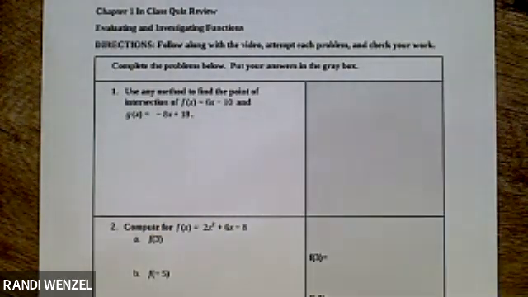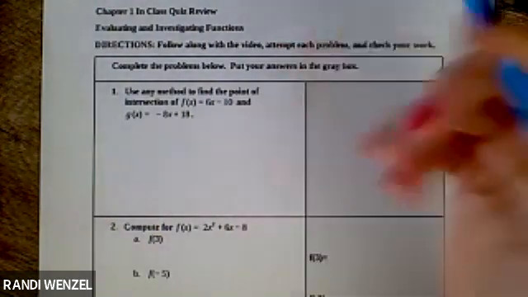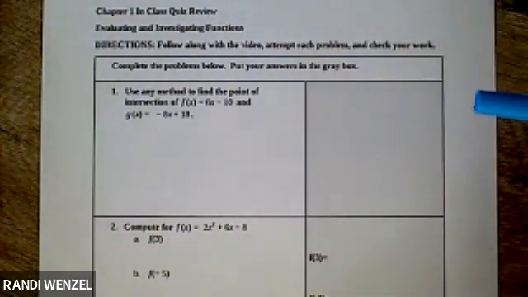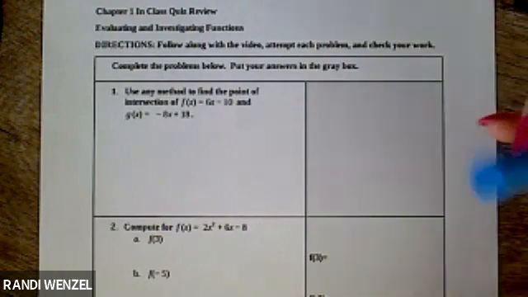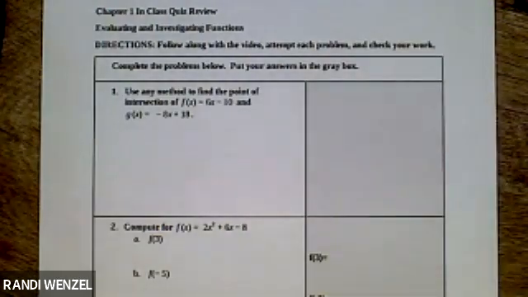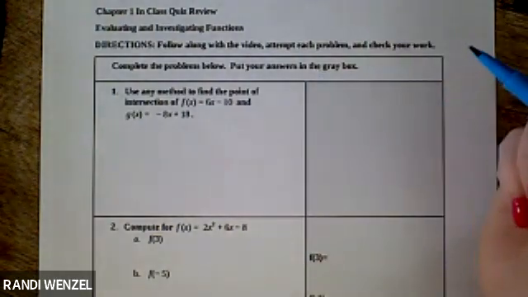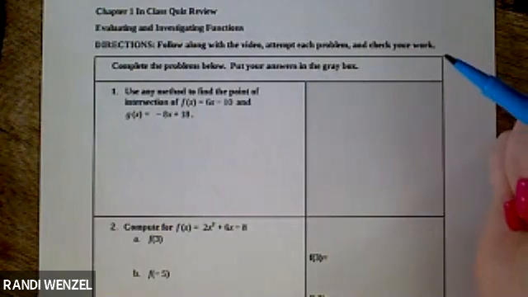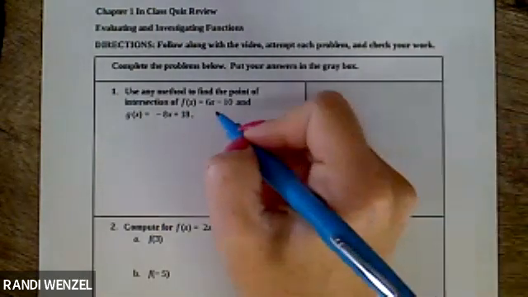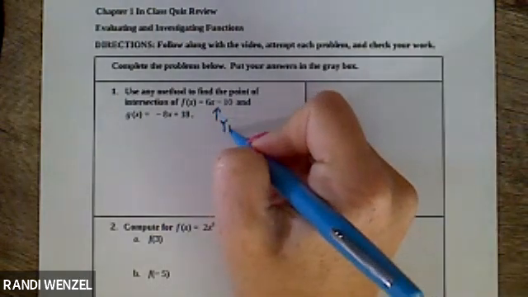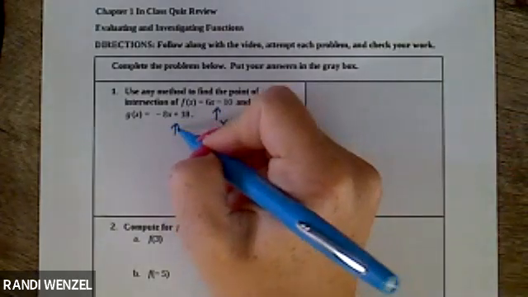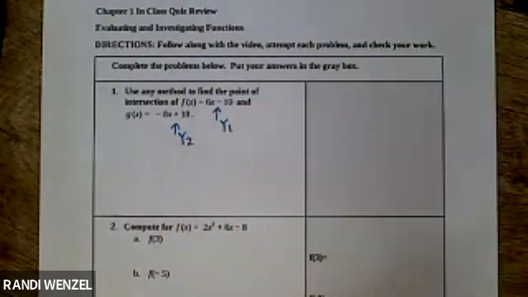So this first problem is finding the point of intersection. So it says use any method to find the point of intersection. So I'm just going to remind you how to do that, and then give you an opportunity to do that, and then I'll go over it. But remember, when you're finding the point of intersection, that's where two functions cross each other. So you would want to put this first one in your y1, and you'd want to put the second one in your y2 in your graphing calculator.